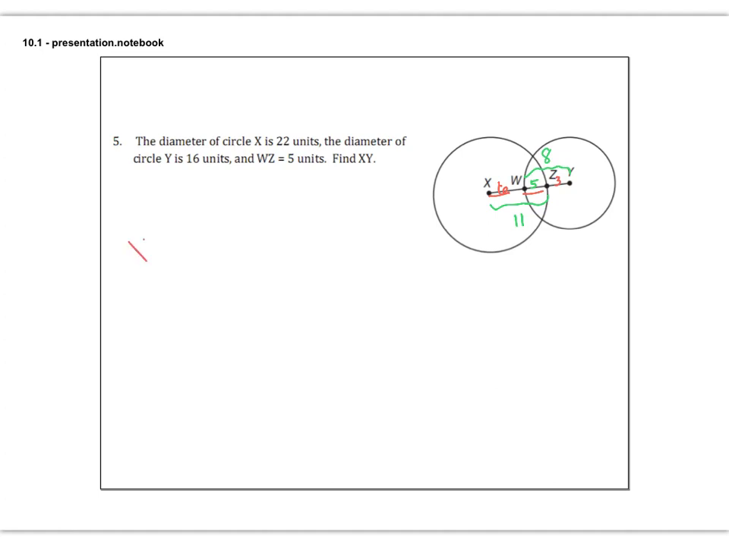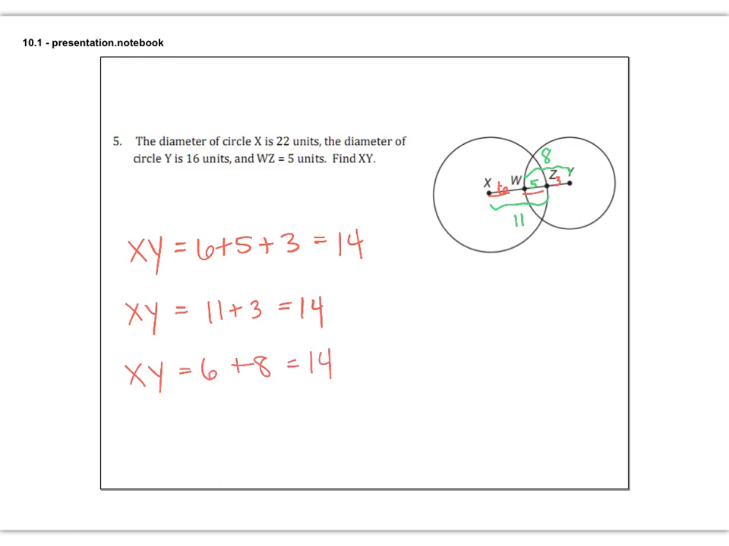This distance over here would have to be 3 because 5 plus 3 add up to 8. So now to get the distance from X to Y, we have many options. We could do 6 plus 5 plus 3. That comes out to be 14. We could also do 11 plus 3, which is 14. We could also do 6 plus 8, which is 14. So basically you want to add all the distances between the X and the Y. So 14 units is your answer. You could use any of these choices to get there. You only have to do one way, not all three ways.